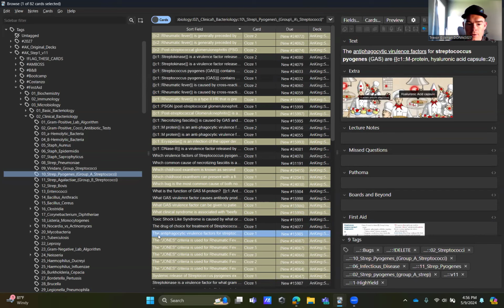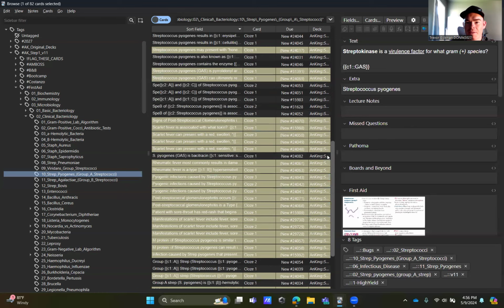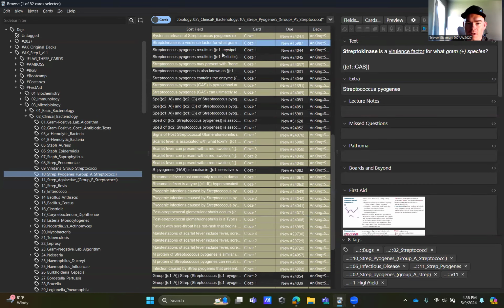And then you're going to come down and skip over the Jones criteria. And then there's going to be one more systemic release of Streptococcus pyogenes. You're going to skip that and go to the streptokinase virulence factor card. Yeah, what that says. And we're going to scroll down now. We're going to move that highlighted one to the top of our screens.